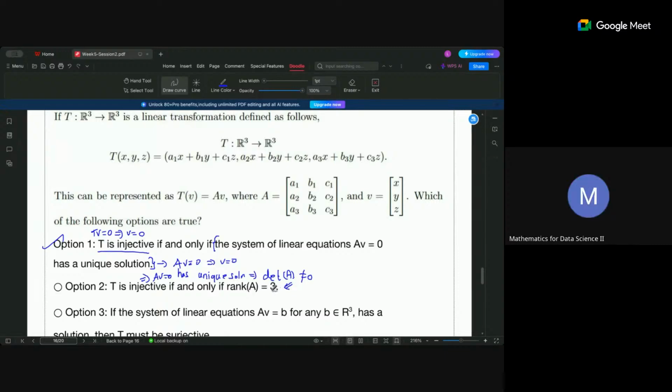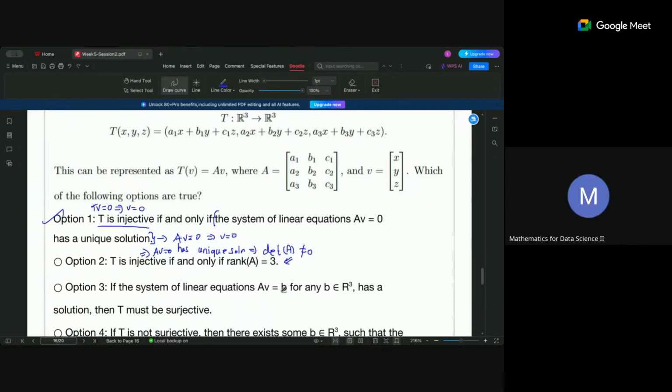What about the other direction? The same. If rank of A equal to 3, you know that determinant is non-zero. You know that if determinant is non-zero, AV equal to 0 has a unique solution. Then you know that this implies this. Both the directions are clear? Yes.